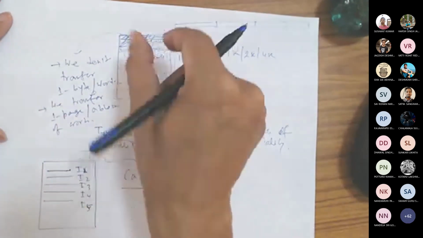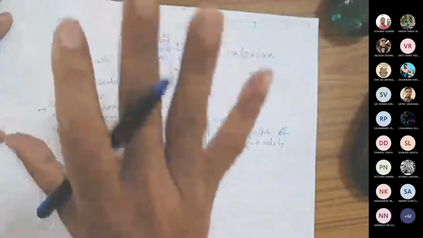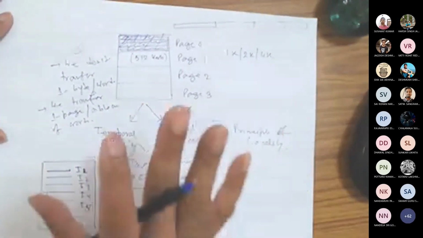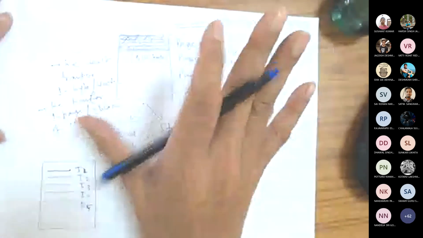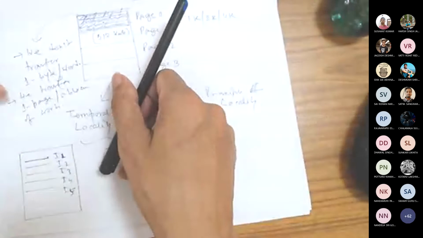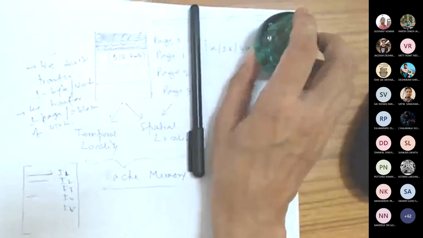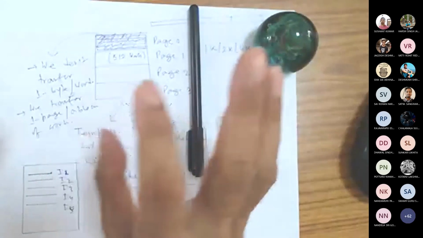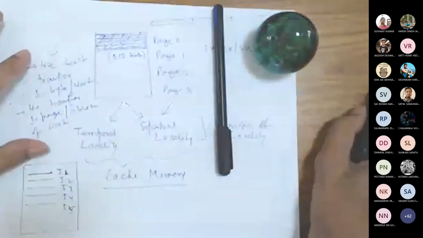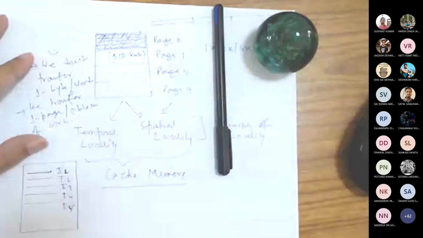So we don't transfer only one data, we transfer a block of data. And that is a requirement for a typical cache memory organization also. So when we talk about memory transfer, we do not transfer one byte or one word.